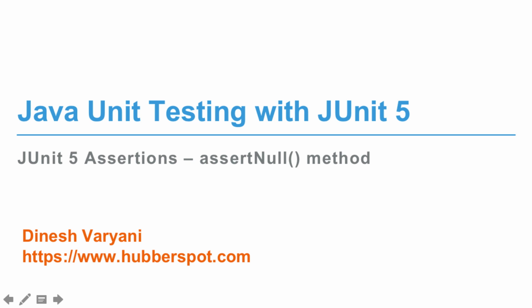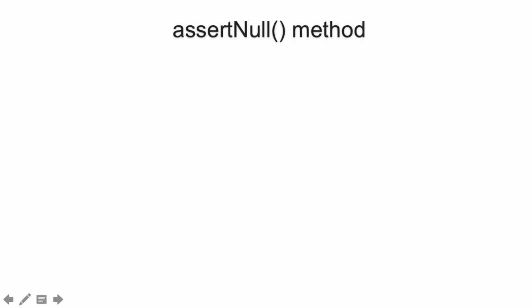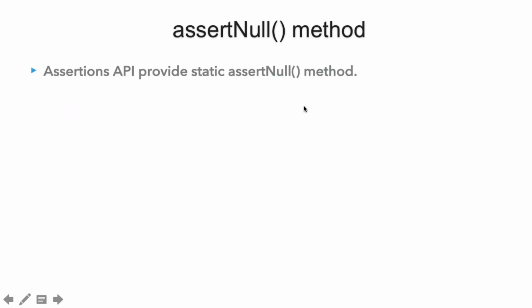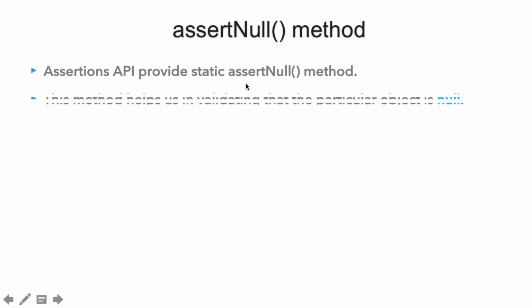Hi everyone. So in this lecture we will continue to discuss JUnit 5 assertions, and today we will discuss the assertNull method. So friends, the Assertions API provides a static assertNull method. This method helps us in validating that a particular object is null.